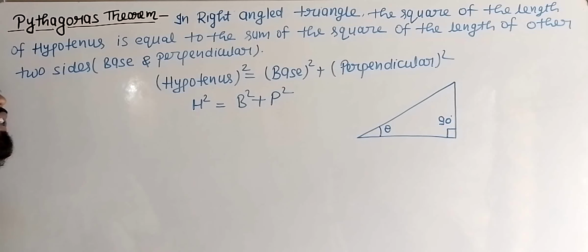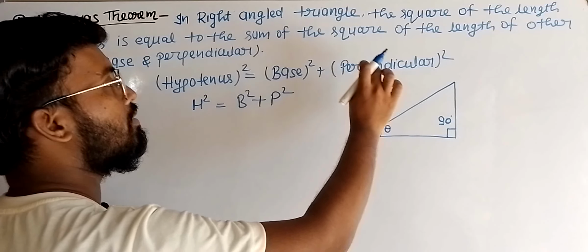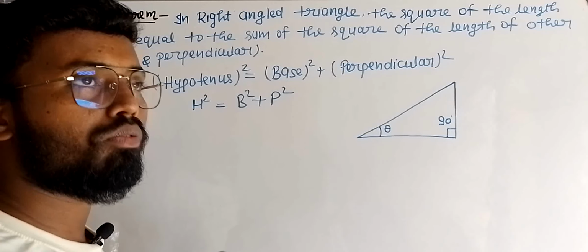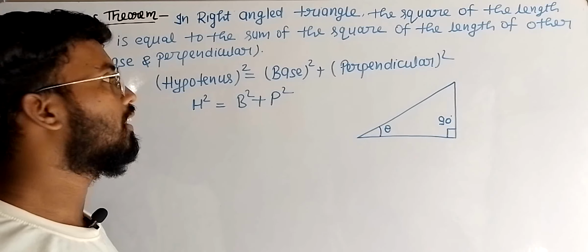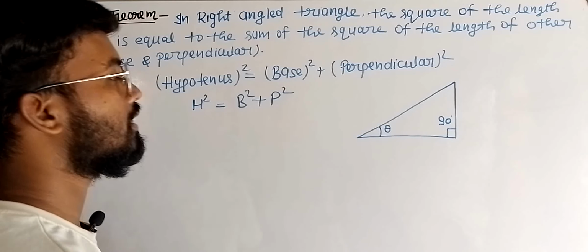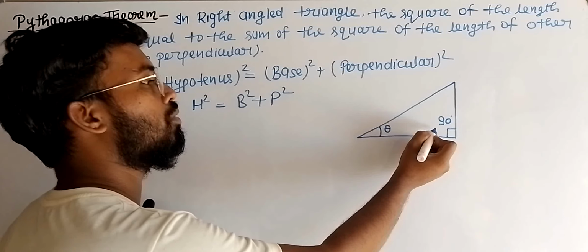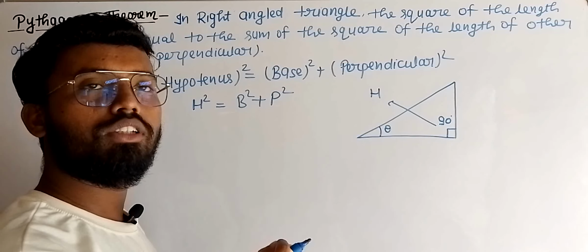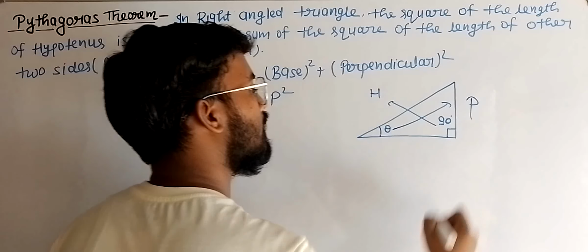Now let us try to understand which side will be the hypotenuse, which side will be the base and which side will be the perpendicular in this right angle triangle. Here, the thing we have to focus on is that this theorem is applicable only for a right angle triangle. The side opposite to 90 degree will be known as hypotenuse, so it will be h. Now the side opposite to theta will be the perpendicular side, so it will be p.